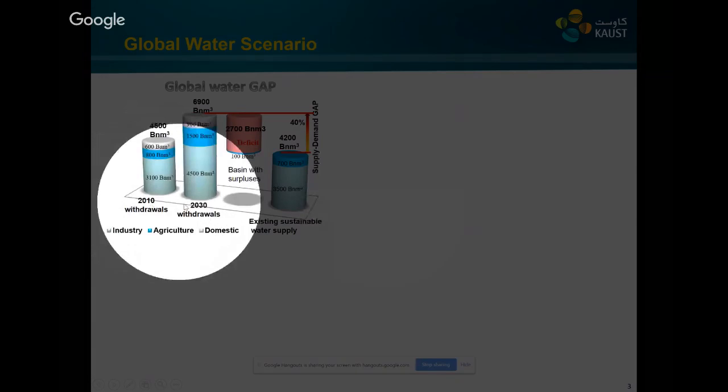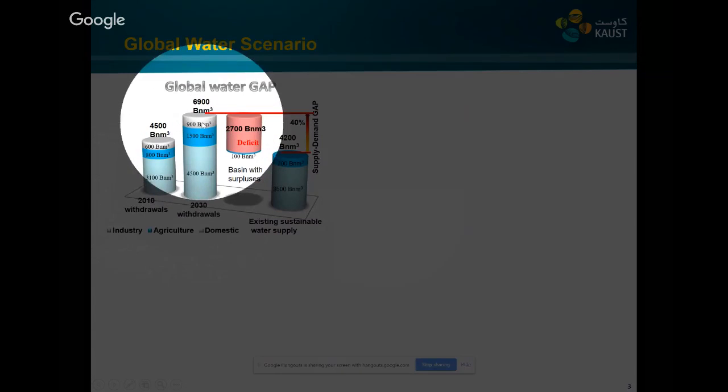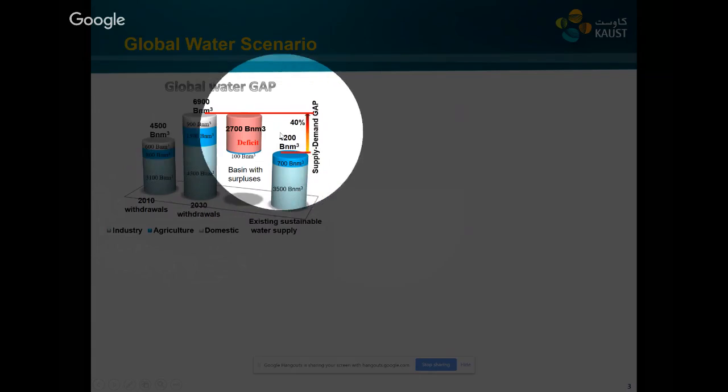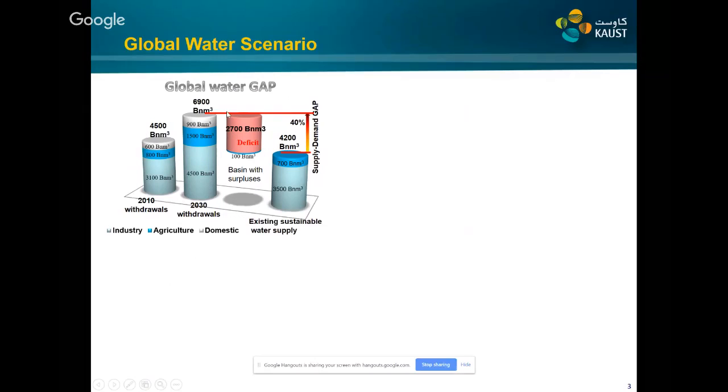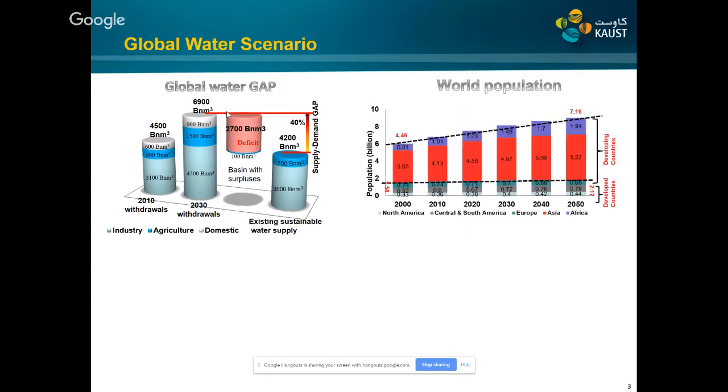the water withdrawal in 2010 and 2030, and it's around 4,500 to 7,000 billion cubic meters. And it is estimated that there will be a deficit of 40% between availability and demand by 2030. And what are the reasons behind this?